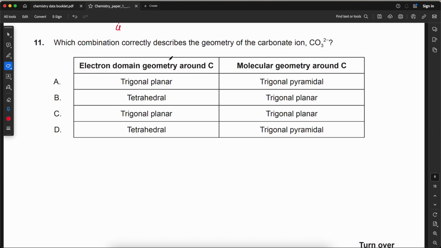Which combination correctly describes the geometry of the carbonate ion CO3 2-? C double bond O. Okay, so it has 3 domains, so it's trigonal planar, and then it doesn't have lone pair, and it's 3 regions, so the molecular geometry around C is also trigonal planar.